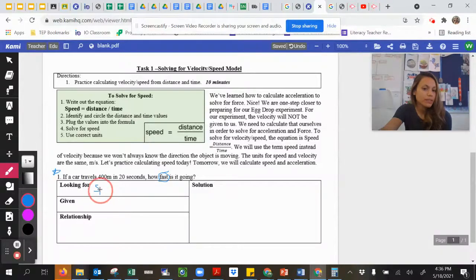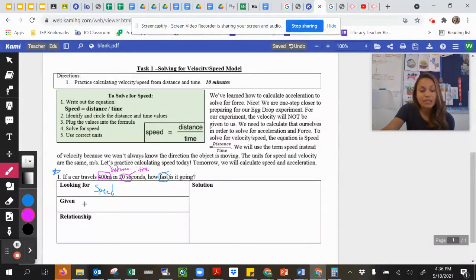Yep, let's write speed. If you want to write velocity, we don't know the direction it's going, so speed is the more accurate term here. What is given to us? We have 400 meters. So that is distance. Meters is how far something goes, so that's distance. And in 20 seconds, so that is time.